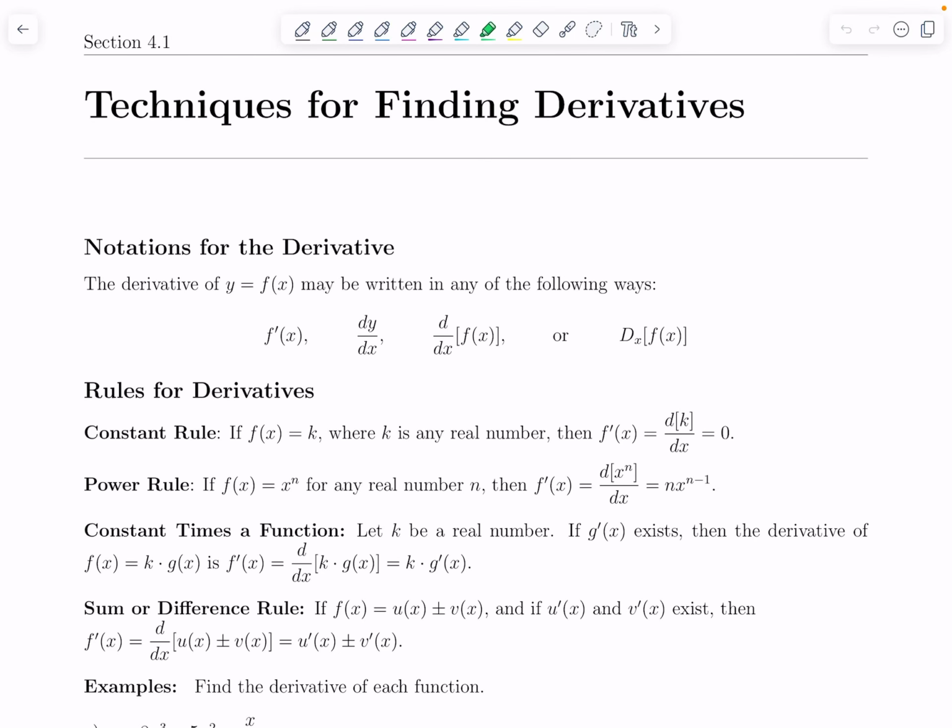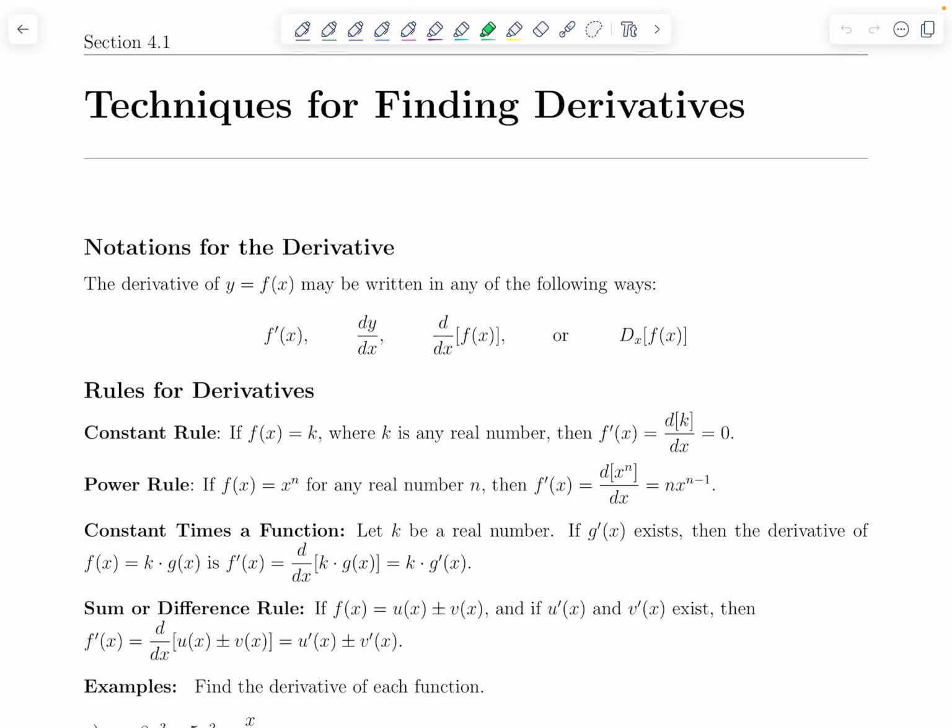This is the video lecture for section 4.1 for business calculus on techniques for finding derivatives. Up until now, when we were asked to find the derivative of a function, we used the limit definition involving the difference quotient. Now we're going to learn other techniques that are actually a lot faster. From here on out, unless the directions specify to use the limit definition, you should be using these techniques.